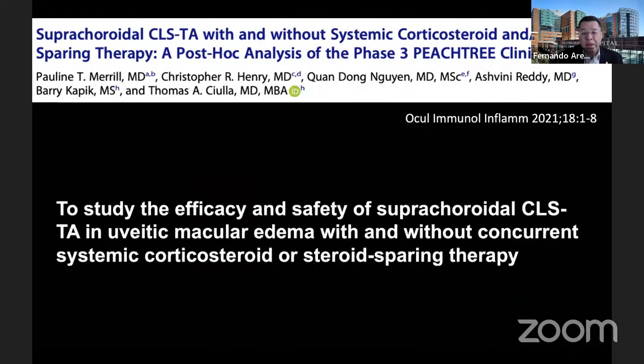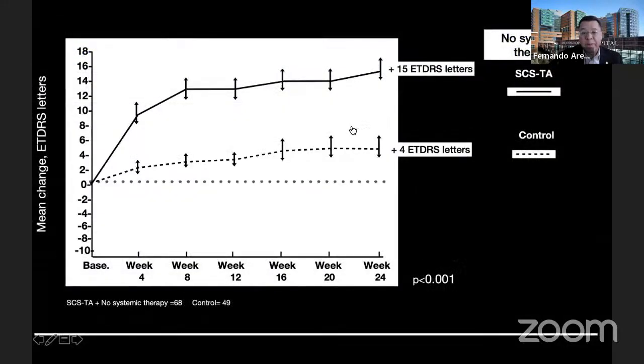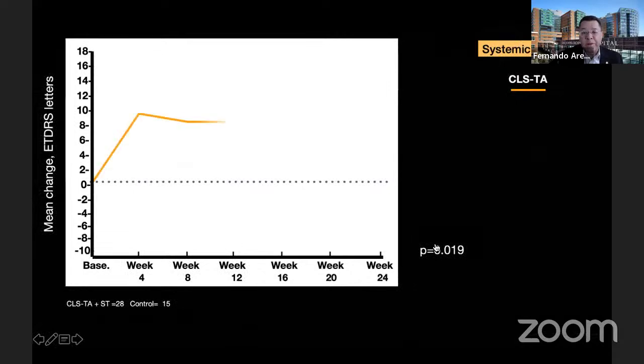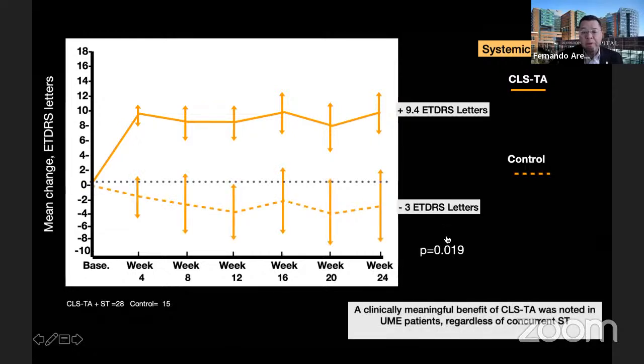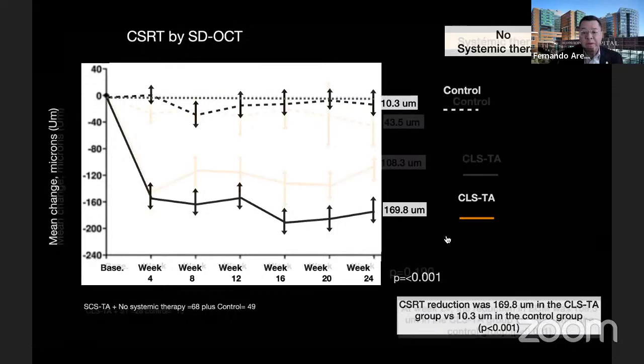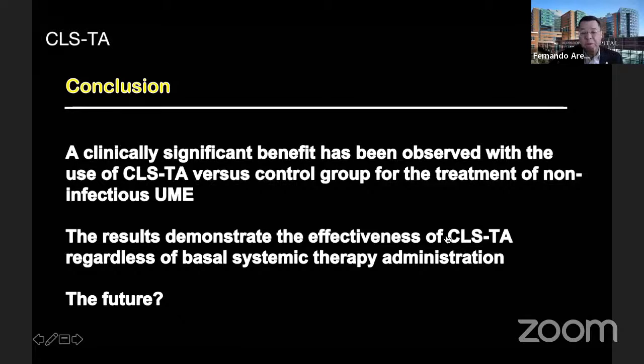This is another study that was performed to compare the results with and without concurrent systemic therapy. And again, these results showed an advantage of the treatment with the suprachoroidal injection compared to control, with or without systemic therapy. So I think this is a promising alternative. More studies are needed and comparison with the other options. Is this the future? We can discuss that in controversies later on.